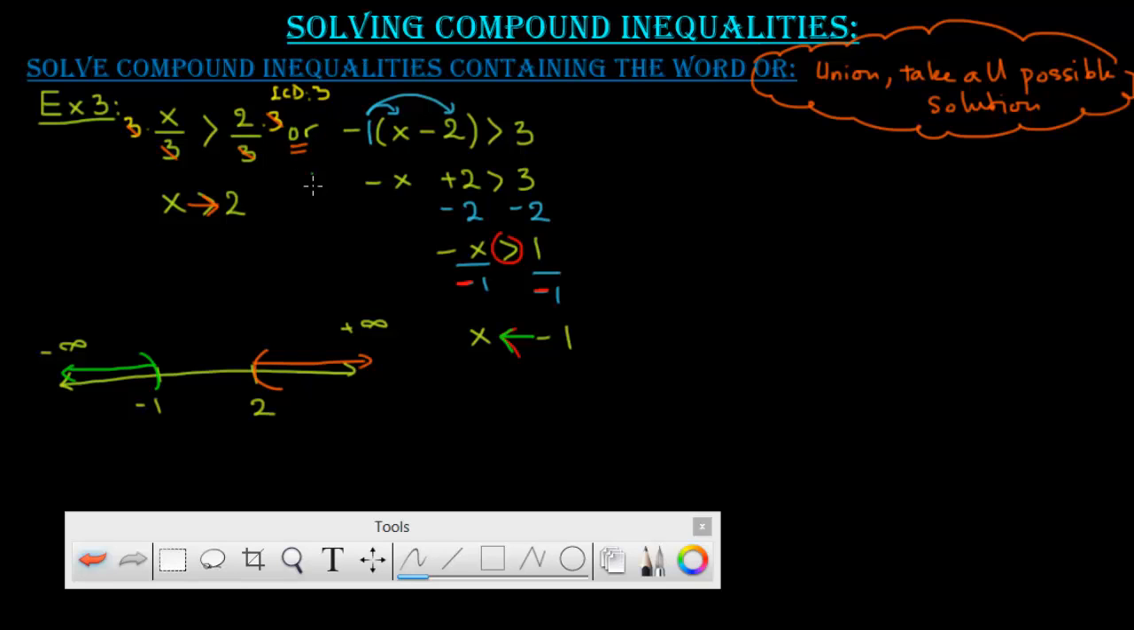But in this case, with the OR, we will take all possible solutions. The possible solution I'm talking about is any number less than negative 1, we will take them. So it starts from negative infinity to negative 1, and union to connect the second part, any number greater than 2, so parenthesis 2 to positive infinity. So we take all possible solutions, and that is my answer.